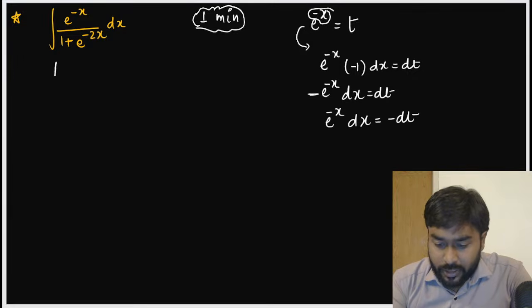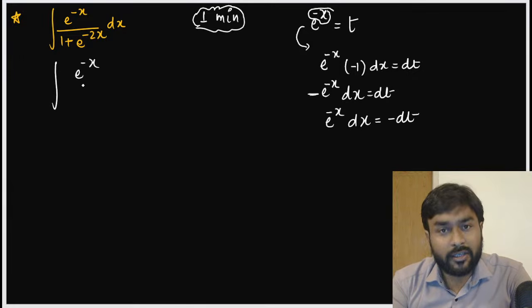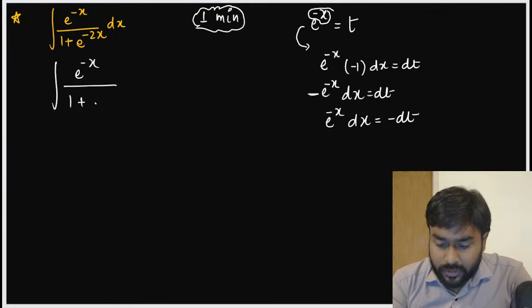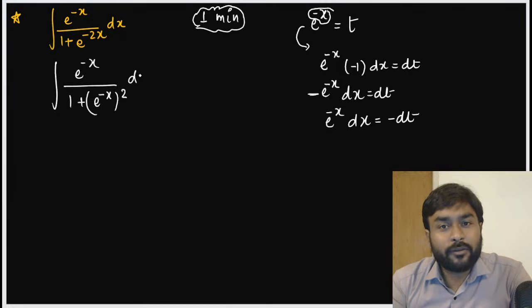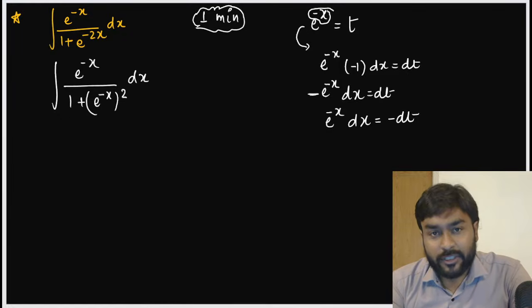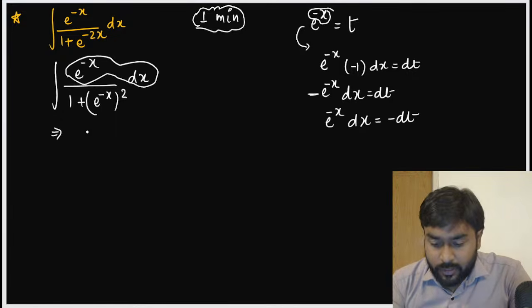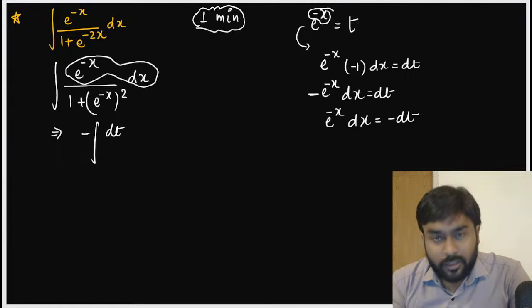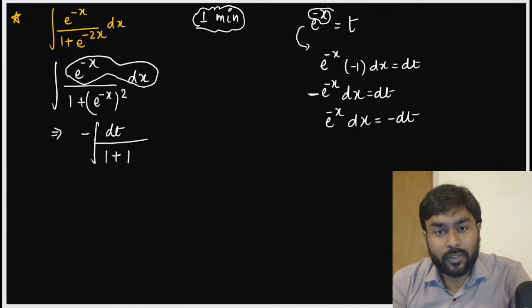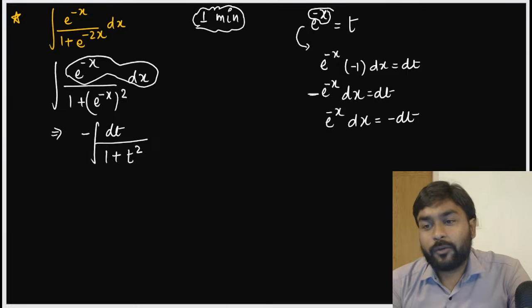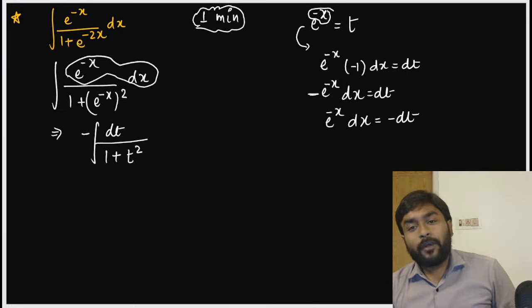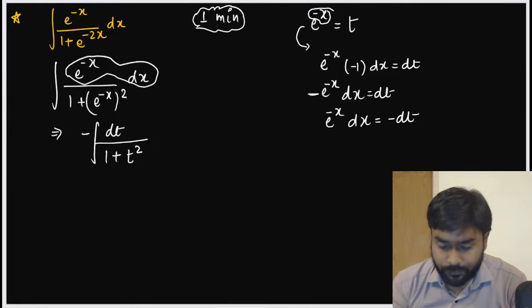So here we can write e power minus x, then in the denominator (1 plus e power minus x) whole square. This we can write first. Then in place of e power minus x, we will replace t. Okay, so what is our numerator? Numerator is e power minus x dx equal to minus dt. So here, minus dt divided by what? 1 plus t square. So now here we have to apply the formula. So again, tell me the formula and tell me the final answer also.